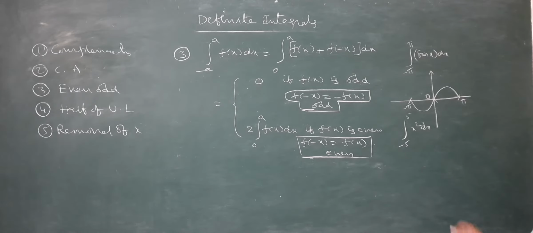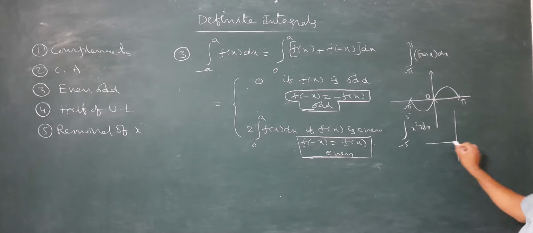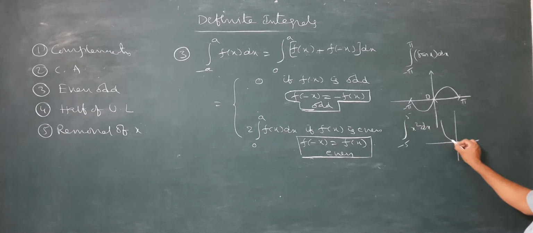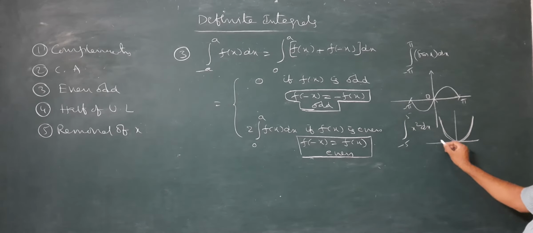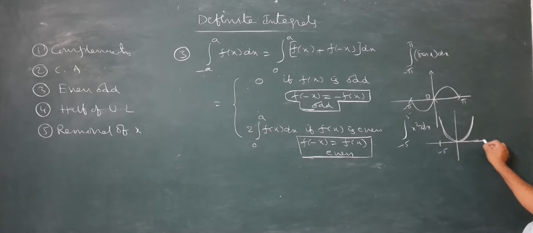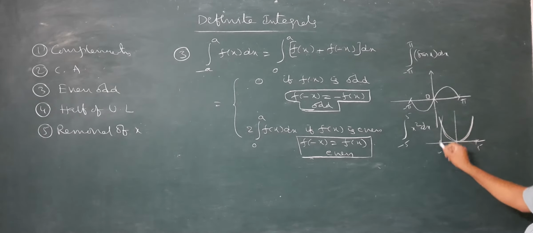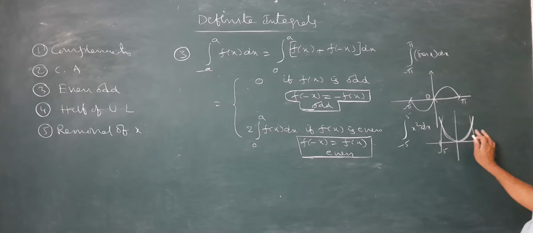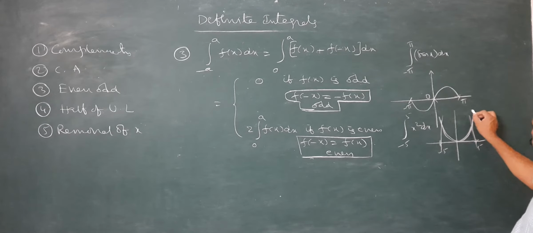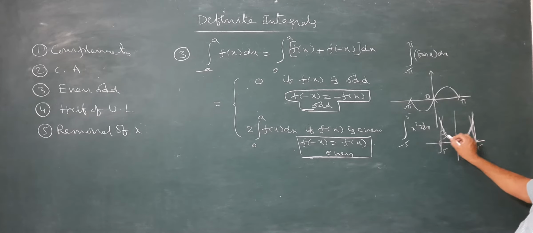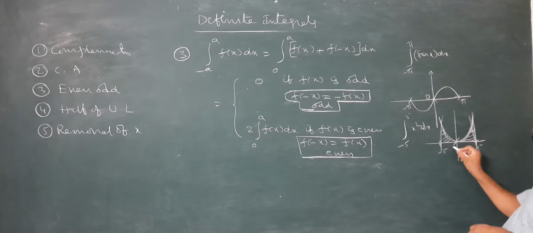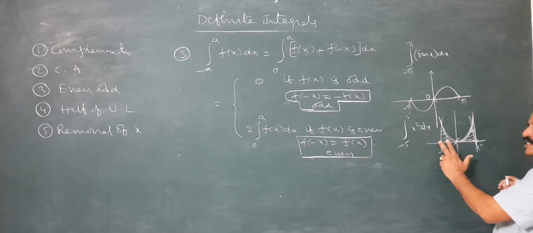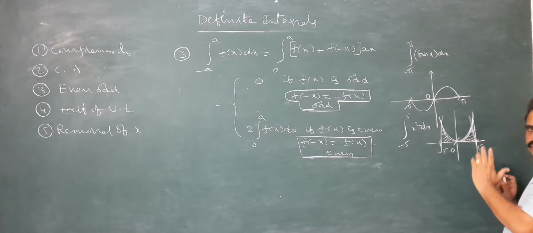y equals x squared is an upward parabola, like this. Look here, from minus 5 to 5, this region is symmetric. The area from minus 5 to 5 splits at 0, into minus 5 to 0 and 0 to 5.